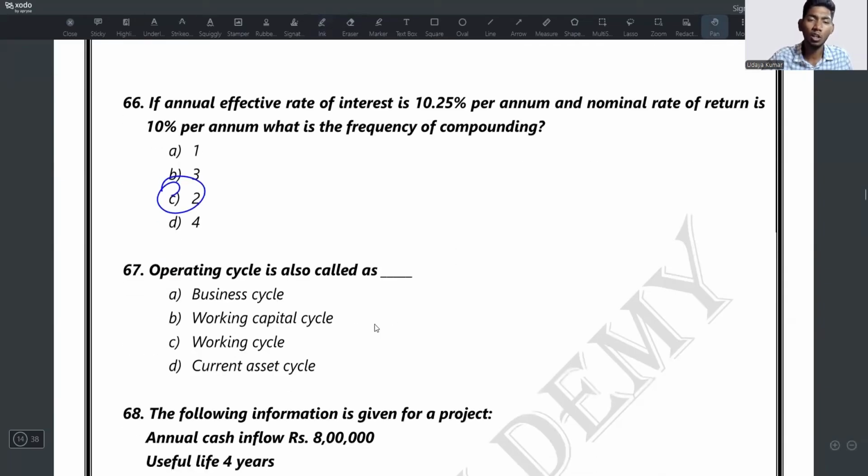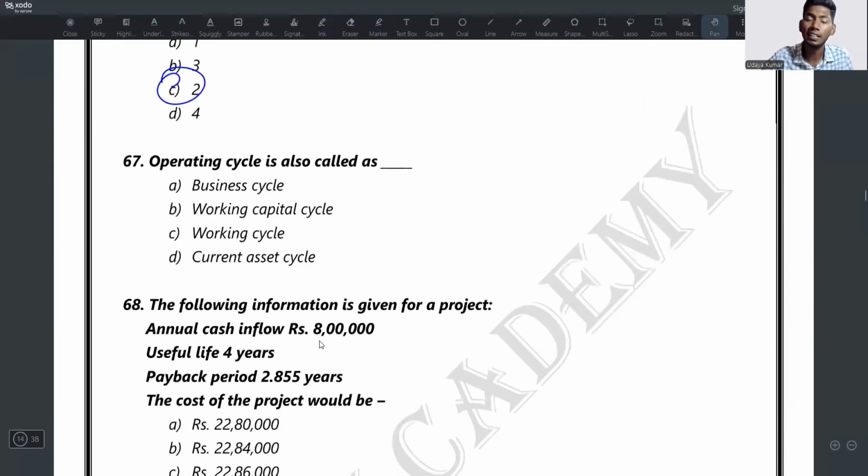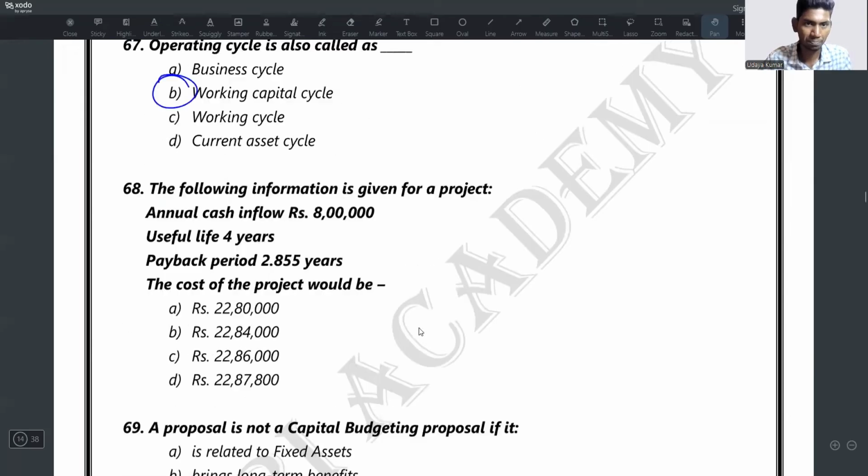So operating cycle is also called as what? While discussing the chapter, we have discussed it in detail. Working capital cycle is also known as operating cycle. Business cycle is nowhere relevant; its phases are like trough and peak, which are not considered here. Working cycle, we haven't discussed. Current asset cycle would mean you won't consider current liabilities, which we haven't discussed. So working capital cycle is also called operating cycle. You must be clear with this.